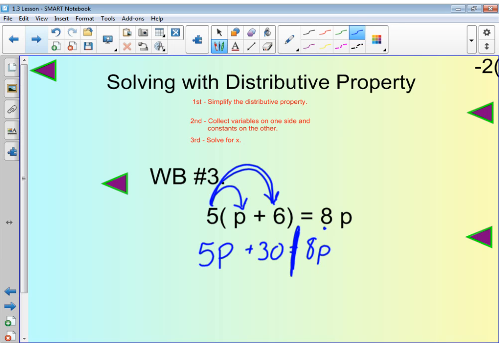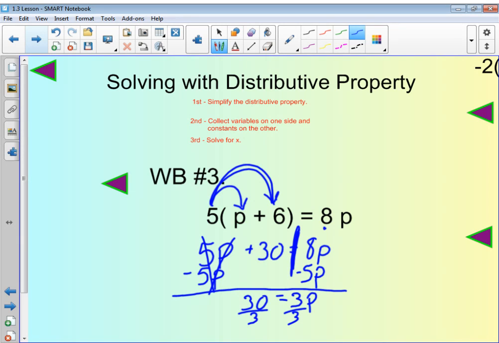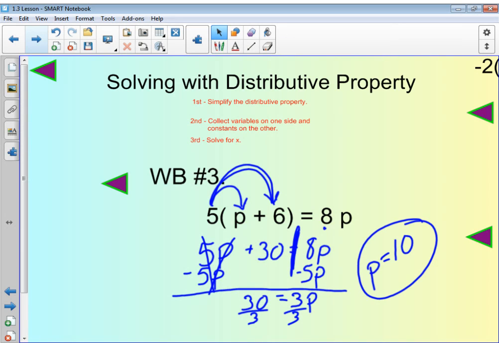It's fewer steps. So right now it's a positive 5. The opposite is negative 5p or minus 5p. I have 30 left on this side of the equal sign. Equals 8 minus 5 is 3p. So now we'll divide by 3. P equals 30 divided by 3, which is 10. Okay, so as you're doing that in your workbook, you need to have those steps down. Do not just write P equals 10 and think that I'm going to accept that.